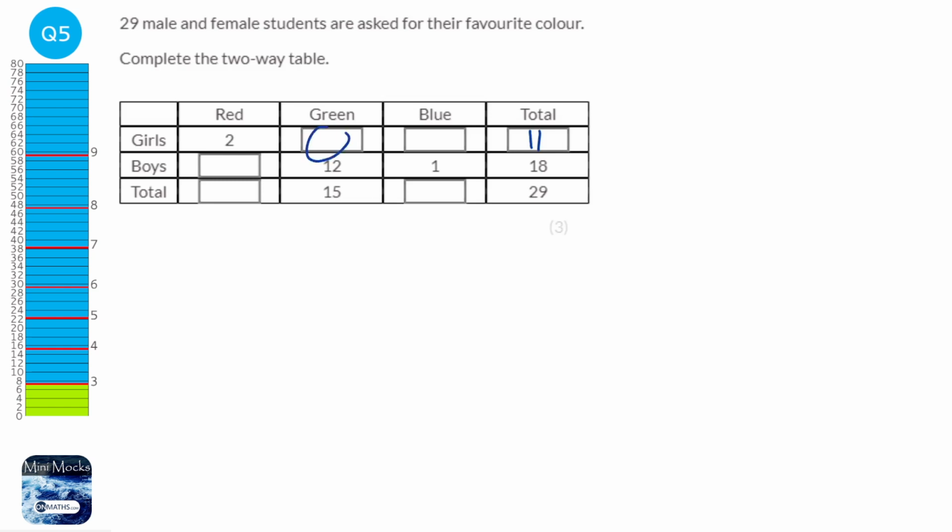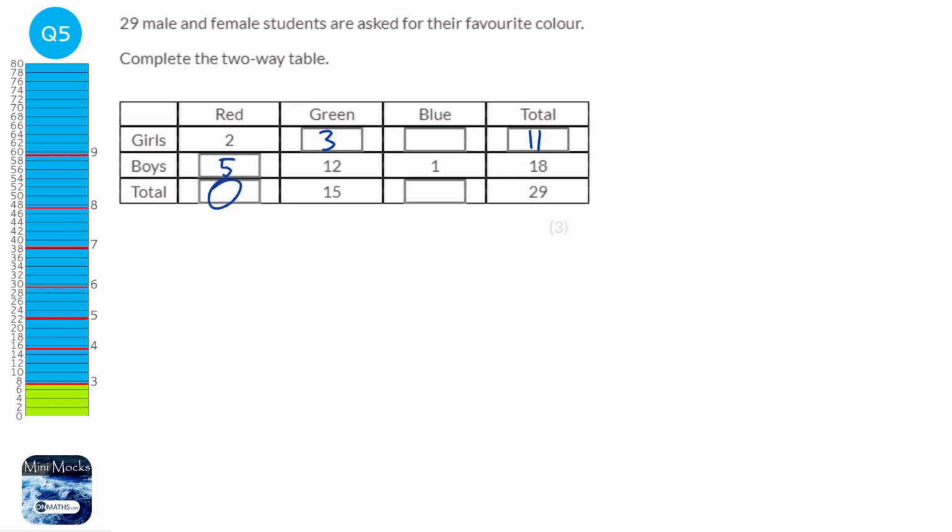Next one I'm going to fill out is this one. Notice that the total for the green is 15, total for the boys who've picked green is 12, and therefore for the girls it's going to be 3. Then looking around, what's the next thing that we can fill out? We can fill out this one, because the total for the boys is 18, green is 12, blue is 1, therefore we've got 5 left over.